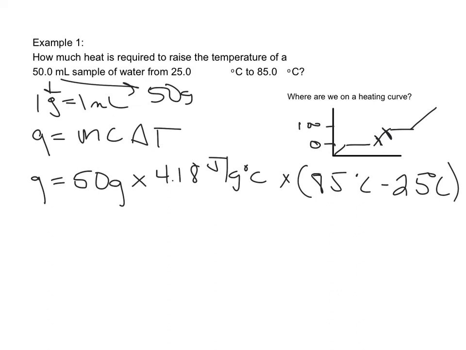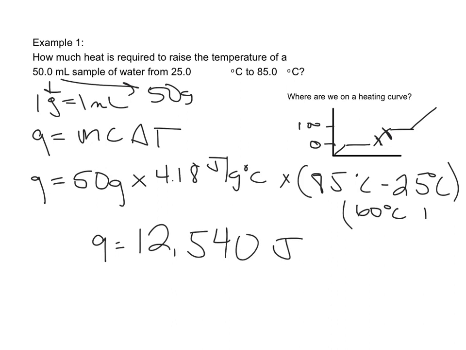So first, I'm going to find that change in temperature. So 85 minus 25, that's a 60 degrees Celsius change. So I've got to do 50 times 4.18 times 60, which is going to give me a really big number. It's going to be 12,540 joules. And I know that's the appropriate unit because the grams are going to cancel out and my degrees Celsius are going to cancel out, so we're left with joules. So those units are going to help you with the algebra on this.